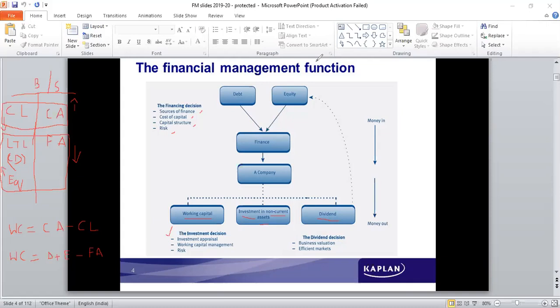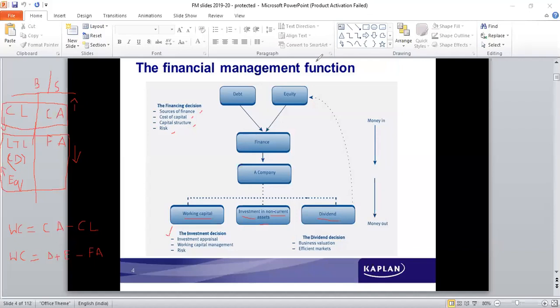So the next topic after this is investment appraisal. In detail, we are going to look into how decisions are taken, whether or not to invest in a particular asset. Then in detail, we're going to study working capital management, because under working capital management, we need to understand the various types of assets, various types of liabilities, and the various terms and conditions associated with them. We are going to learn that.